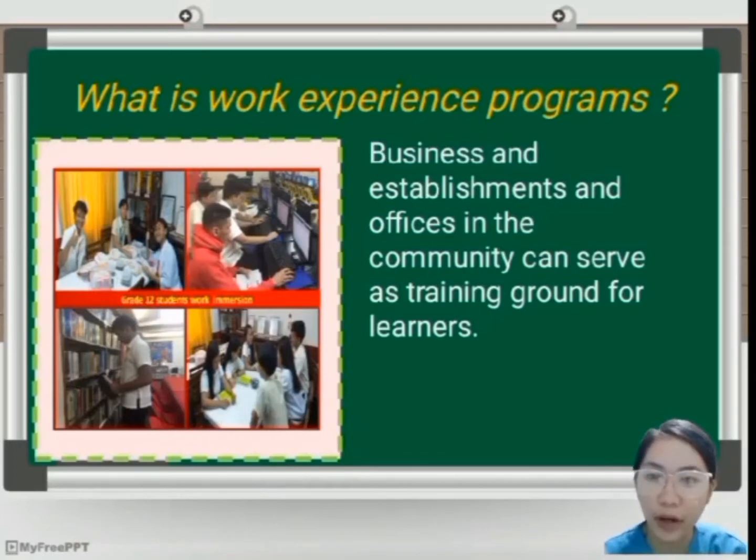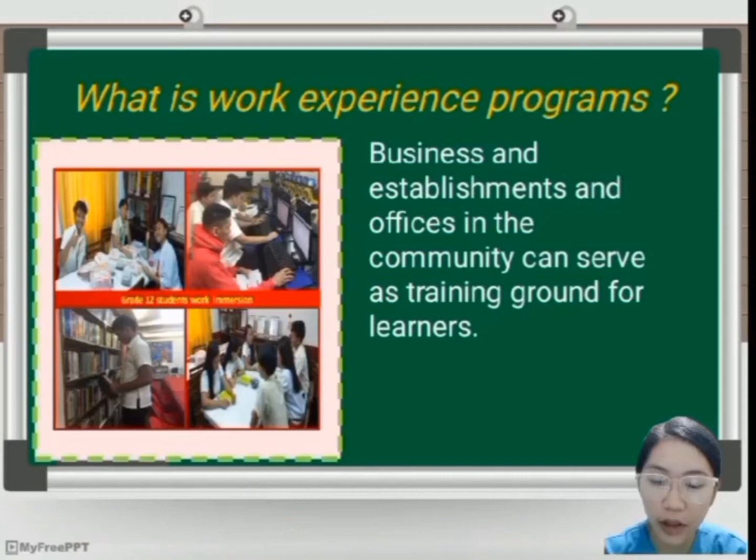Partner offices for immersion provide senior high school students with the opportunity to become familiar with the workplace, for employment simulation, and to apply their competencies in areas of specialization or applied subjects in authentic work environments, in line with DepEd Order number 33, 2017.